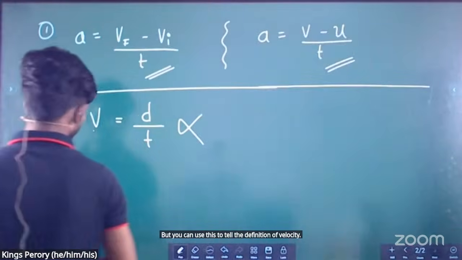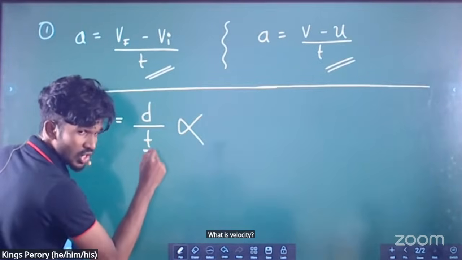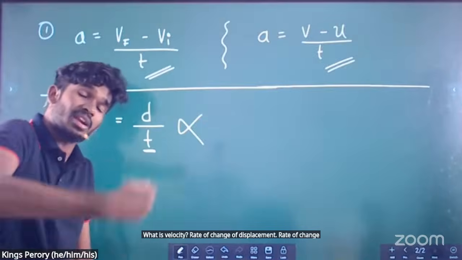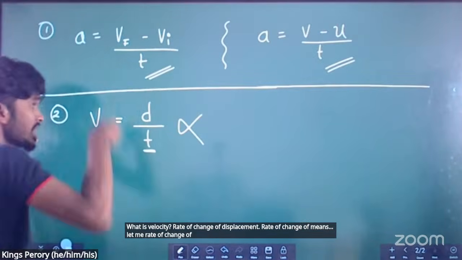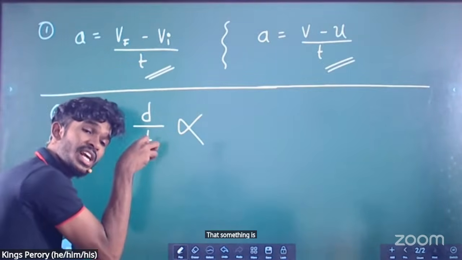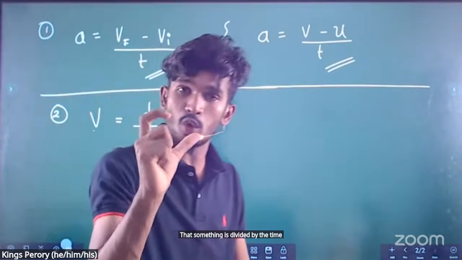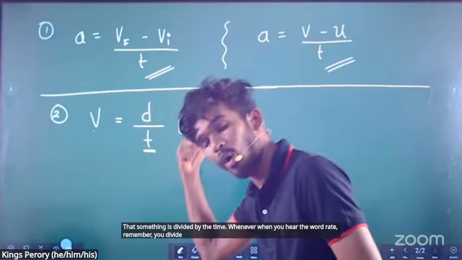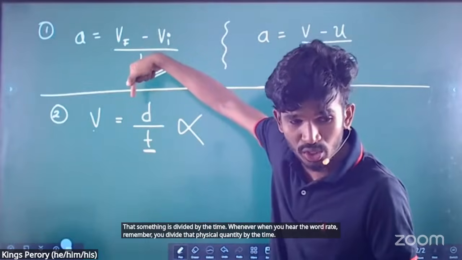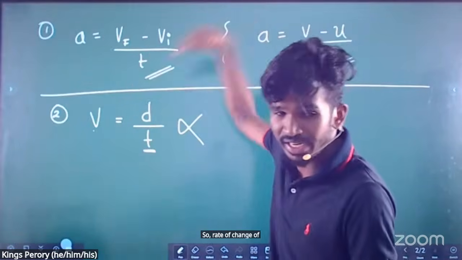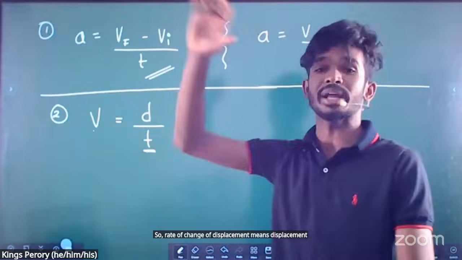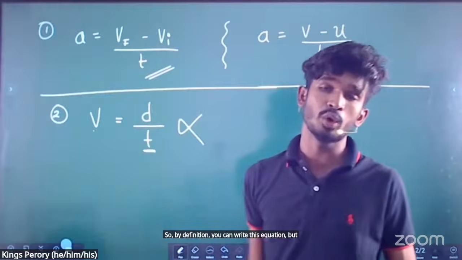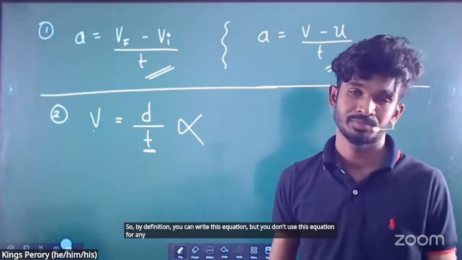What is velocity? Rate of change of displacement. Rate of change of something means that something is divided by the time. Whenever you hear the word rate, remember you divide that physical quantity by the time. So rate of change of displacement means displacement divided by time. So by definition, you can write this equation, but you don't use this equation for any question.